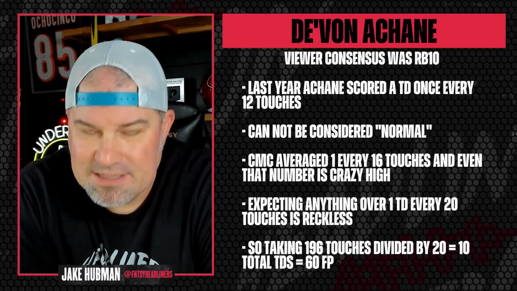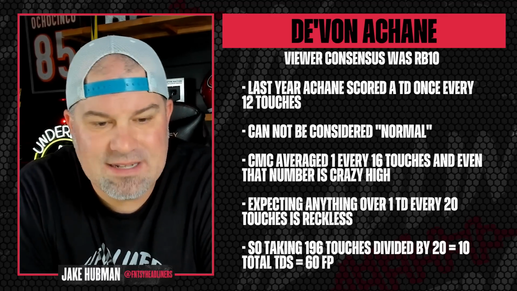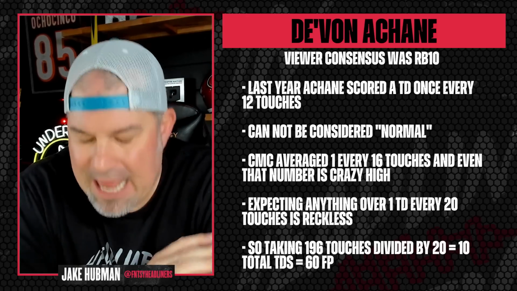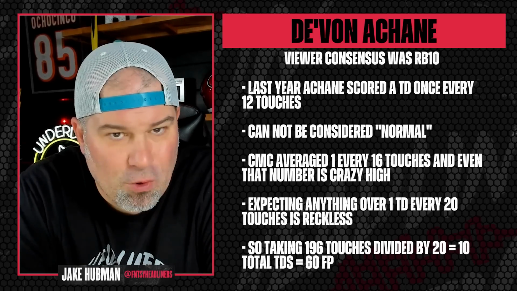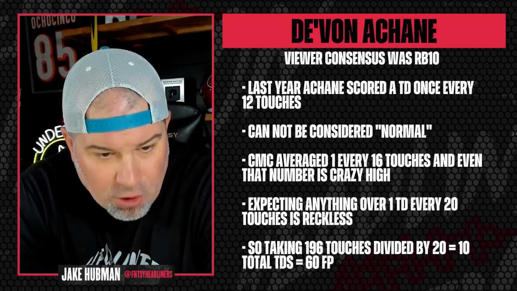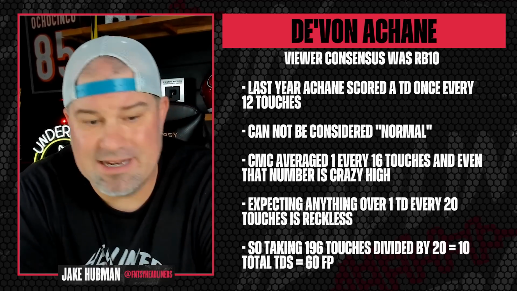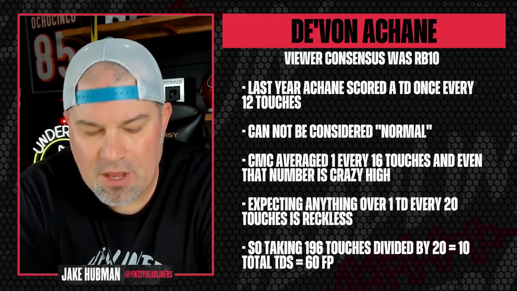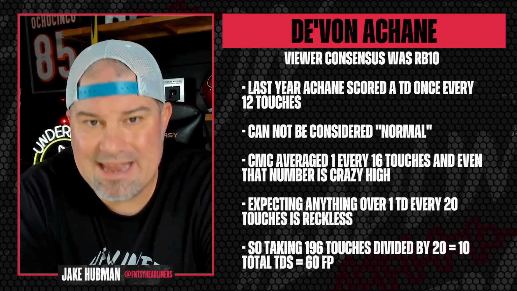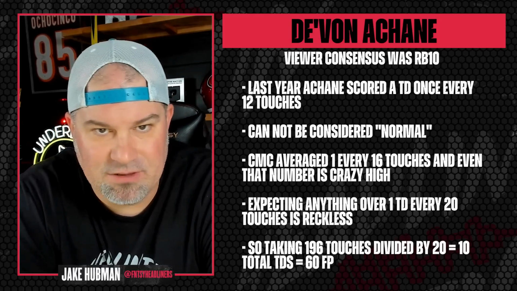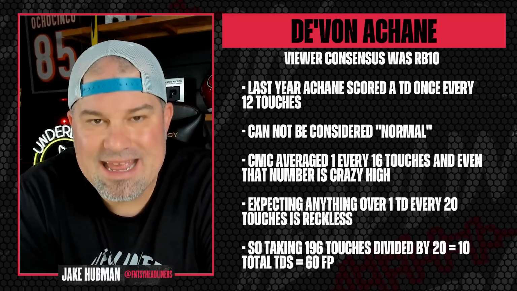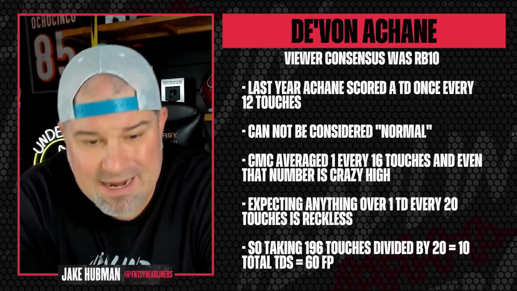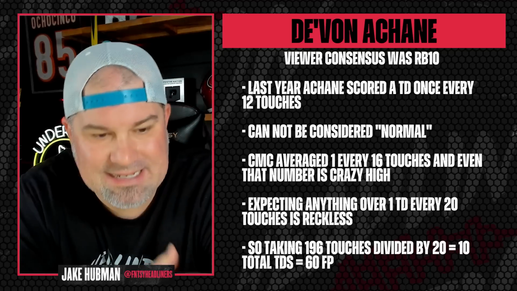Now last year, De'Von Achane scored a touchdown once every 12 touches. Once again, that number is absolutely crazy. It's not normal, not even close to normal. Just because Raheem Mostert and De'Von Achane last year scored touchdowns, it seemed like at will, those numbers are highly inflated and cannot be relied upon yearly. For reference, CMC averaged a touchdown every 16 touches, and even that number right there was super crazy high.